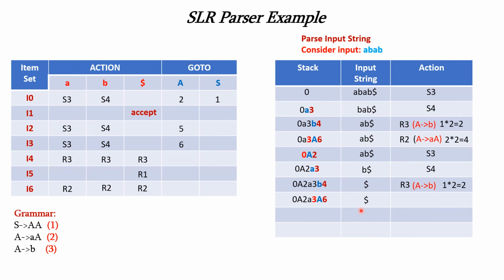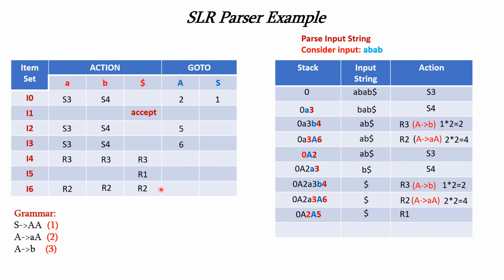Again consider 6 and dollar. 6 and dollar is R2. R2 is A tends to AA. We have two symbols in the RHS, so 2 into 2 is 4. Pop out 4 symbols from the stack. 1, 2, 3 and 4. Till A it is popped out, and instead of it replace A. So 0 A2 A. Then we have to consider 2 and A here. 2 and capital A is 5. So write 5 here, and remaining we have dollar in the input.